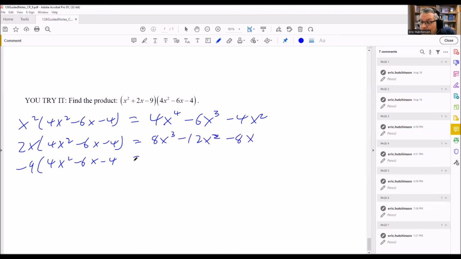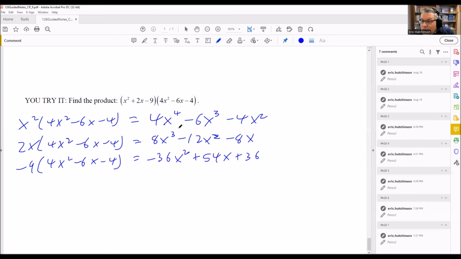Okay, now this next one, we have negative 36x squared plus, be careful with the minus and the minus here, plus 54x. And then we have another one, we have plus 36. Okay, so now that we have that, we want to add the like terms together.